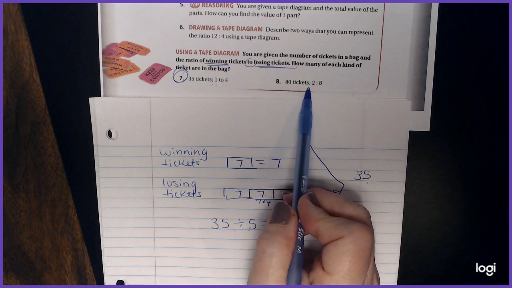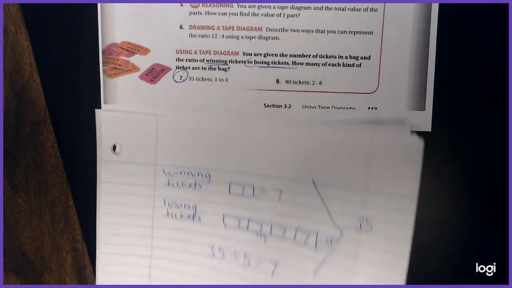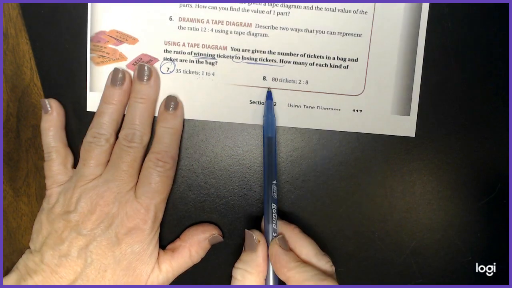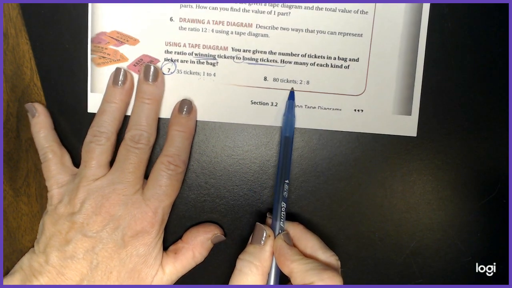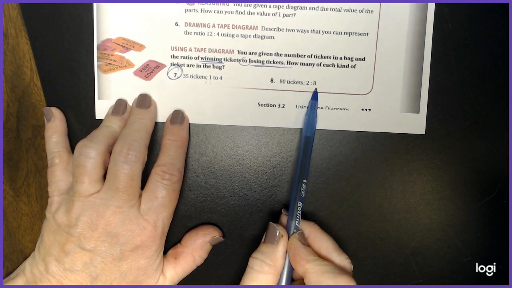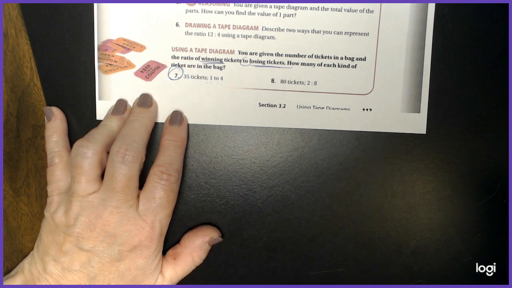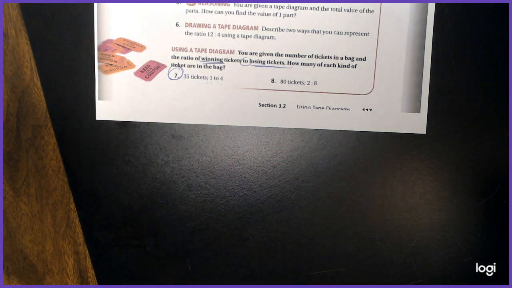Go ahead and try this next one for me in your notes on your own. I want you to do the same thing. You have a total of 80 tickets. 2 to 8 is the ratio. Remember which one's listed first. Pause your video, please, and solve this problem.